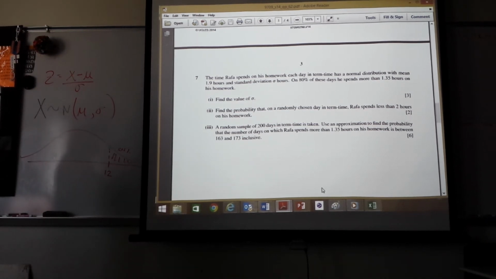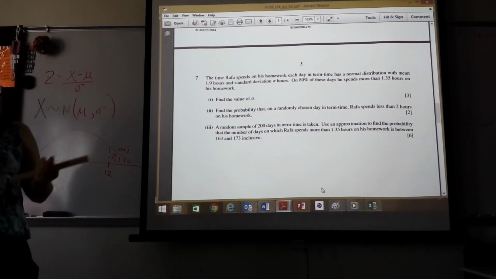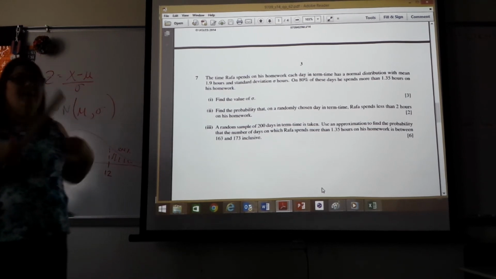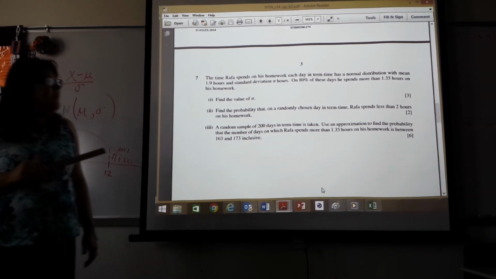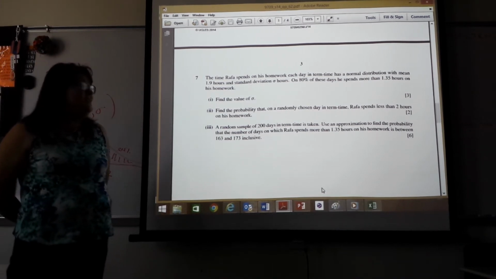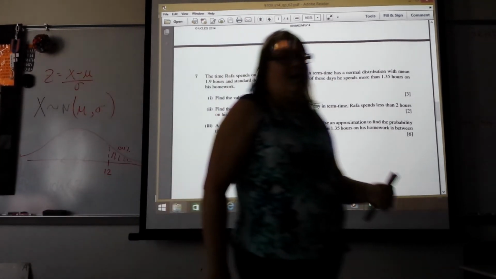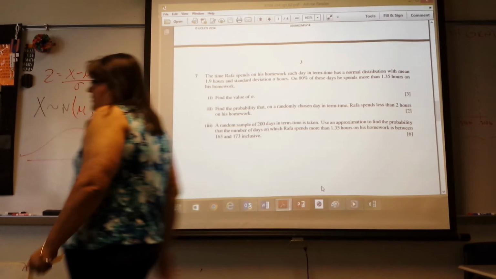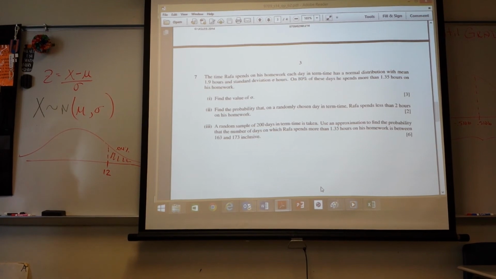The time Rafa spends on his homework each day in term time has a normal distribution with mean of 1.9 and standard deviation of sigma hours. On 80% of these days, he spends more than 1.35 hours on his homework. Okay, so do we want to turn on the light and try it without looking at the answers first? Yeah. So I would set it up first with our little formulas that we know. Talk to each other, work ourselves through it.